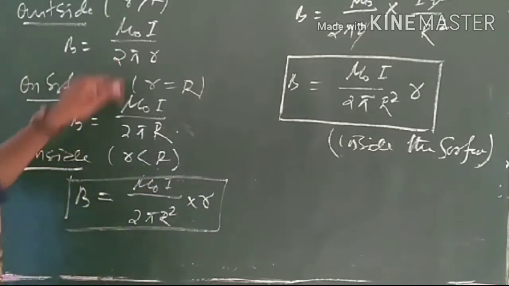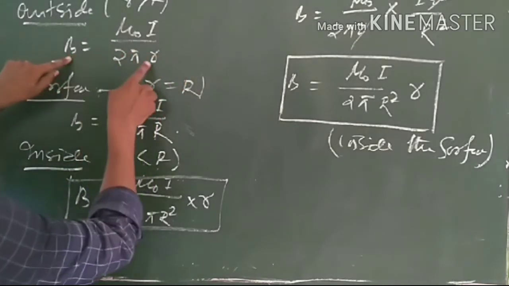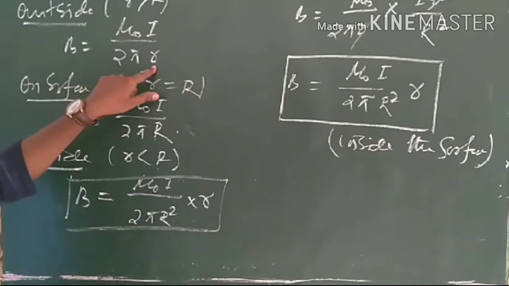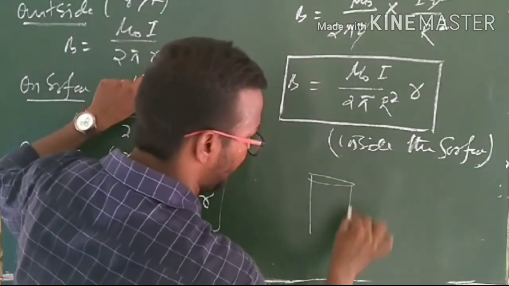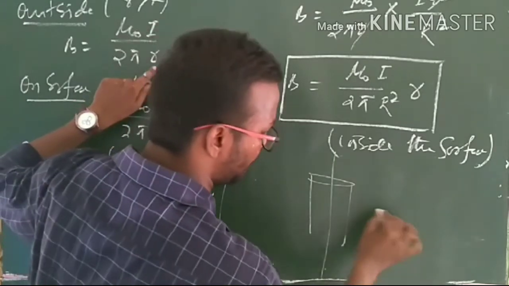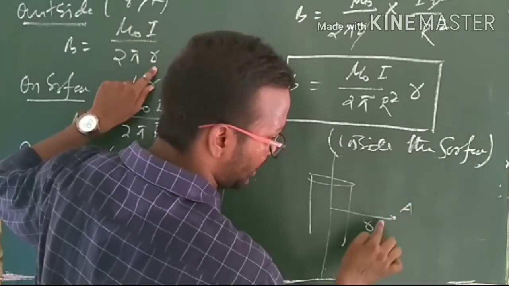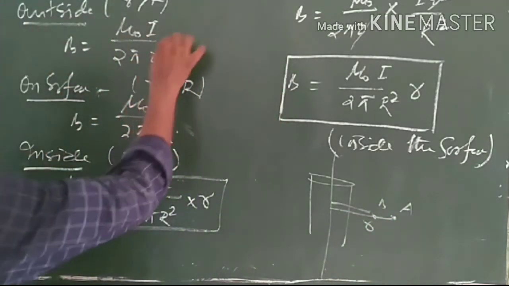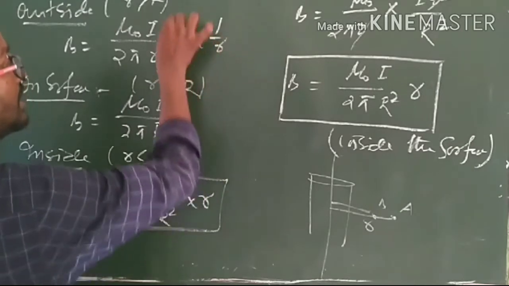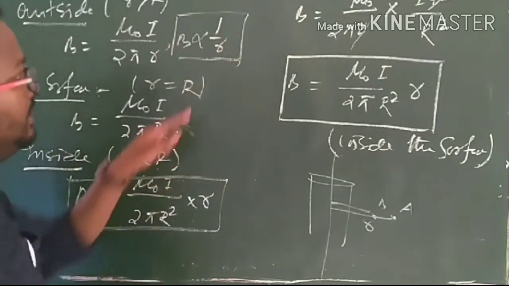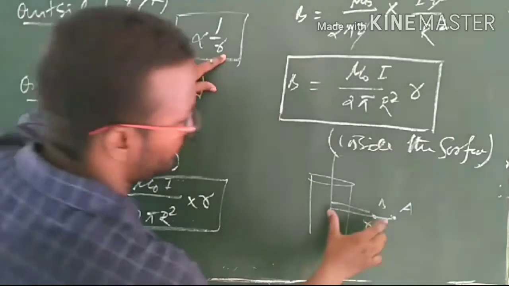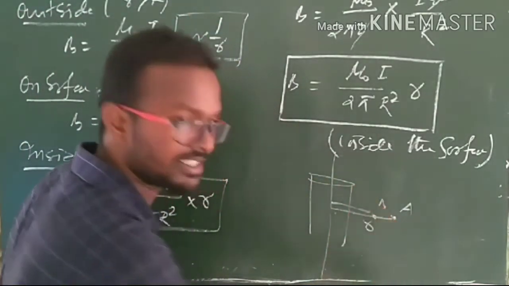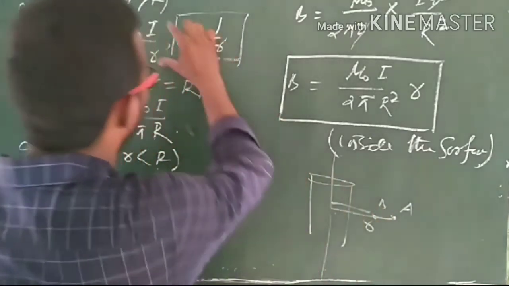Clear? From this relation, mu naught is constant, I is constant, 2 is constant, pi is constant, but r is variable. If this is the cylindrical element, this is the axis, and this point is r, then r also decreases. So here r is variable, so we can write B is inversely proportional to r. That means if we decrease this length, then the magnetic field strength increases. If we increase this length, then the magnetic field decreases.